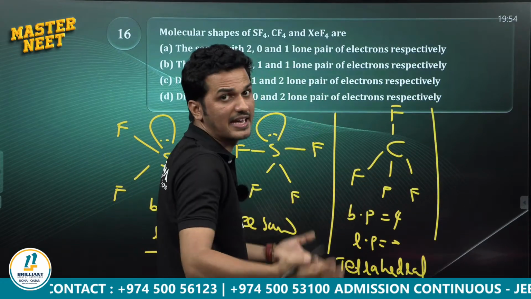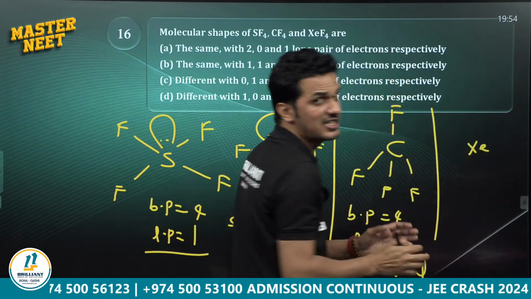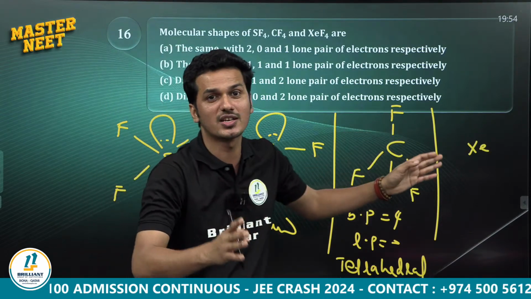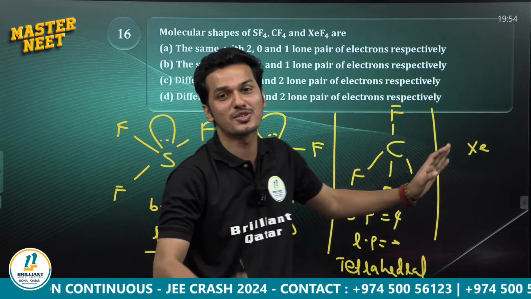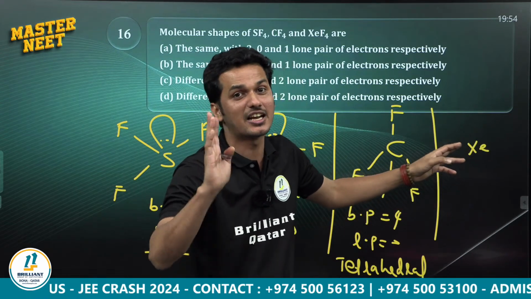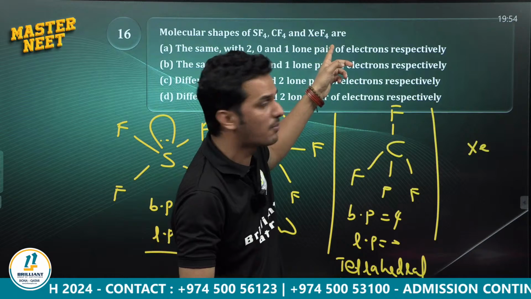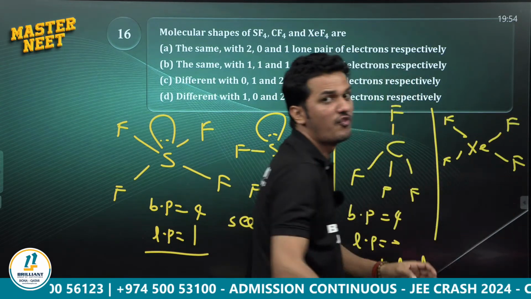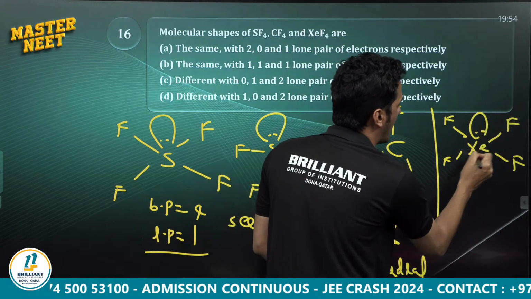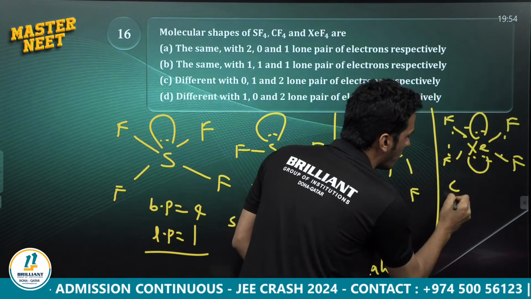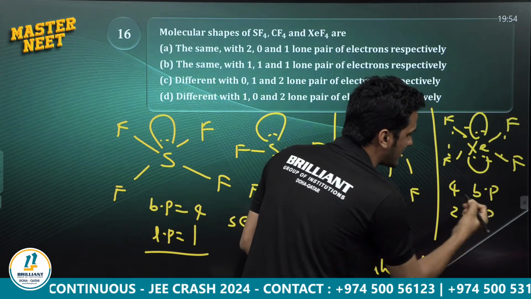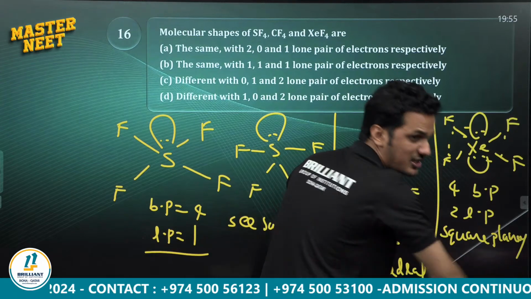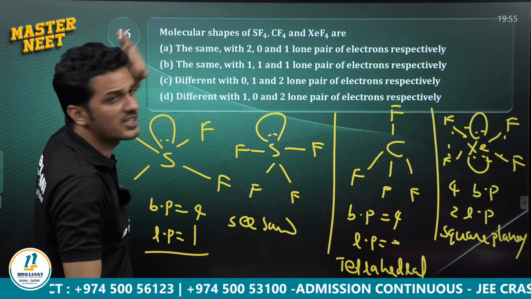What about the last one? XeF4. Xe belongs to helium, argon, krypton, xenon, radon, all belong to 18th group. So around it 8 electrons are there. Out of that 4 electrons are bonding with the fluorine. Remaining 4 electrons are there, that means 2 lone pairs. So there are 4 bond pairs and 2 lone pairs, and they are forming square planar shape. Ready?